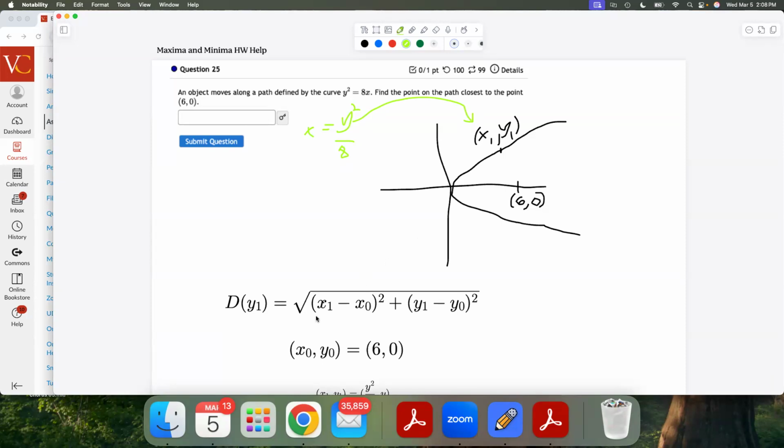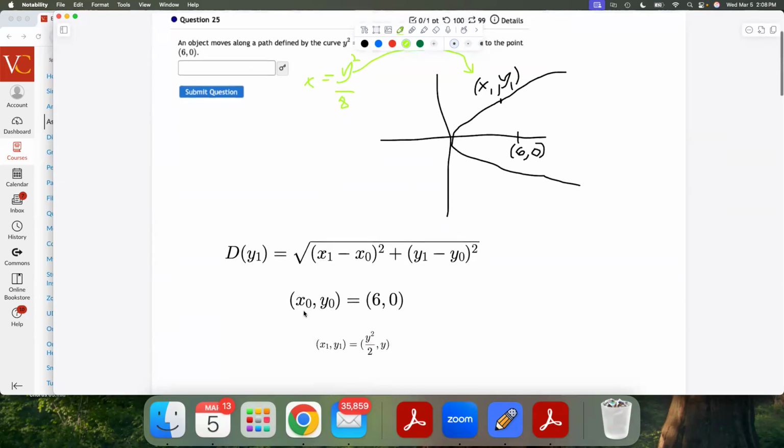The distance between any two points is the square root of change in x squared plus change in y squared. We're going to write this as a function of that y value. My (x0, y0) is just this fixed point. My (x1, y1) will be this point here that we've written in terms of some y value. So you're going to write out d of y as some function of y. You shouldn't have any x's left over, just y's.